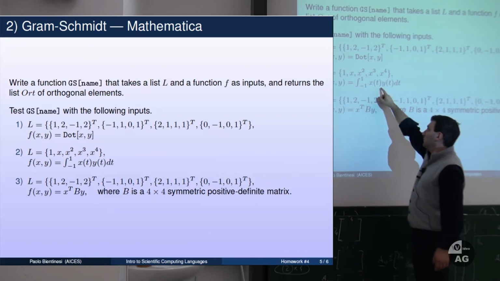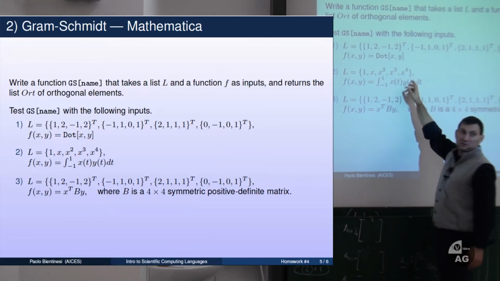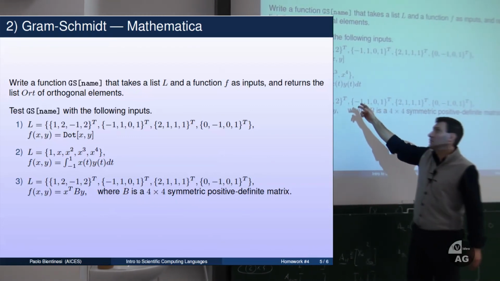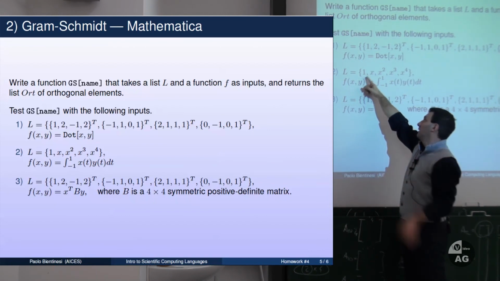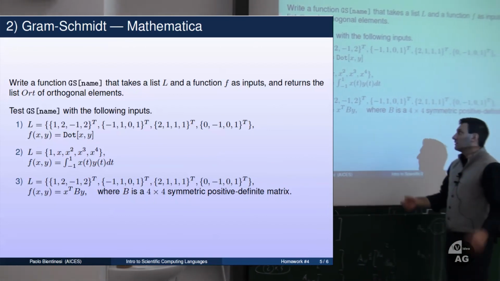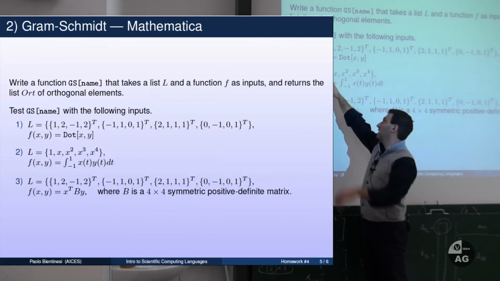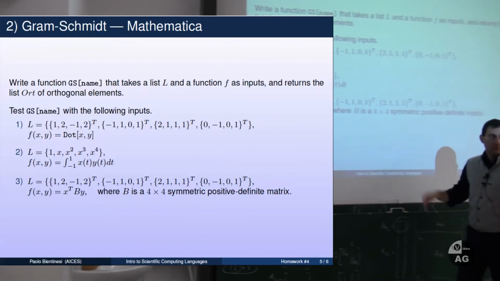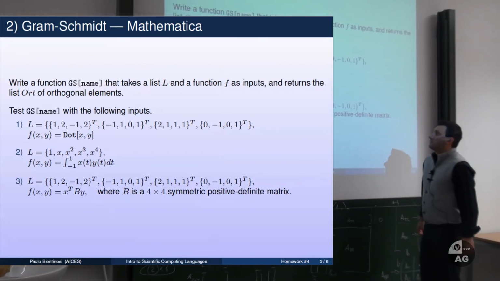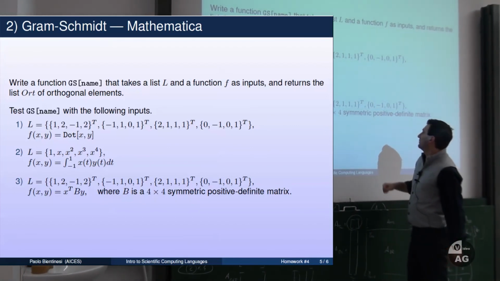Just keep in mind that in this case, these objects here are not symbols, those are functions. So 1 is the constant one. X is the identity. X square is the square function, and so on. So those guys are functions.